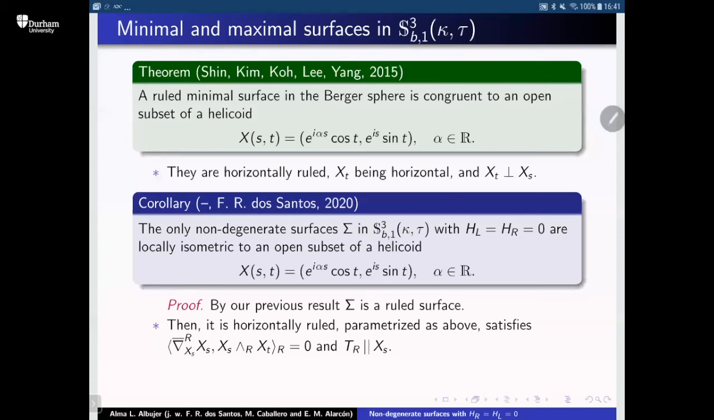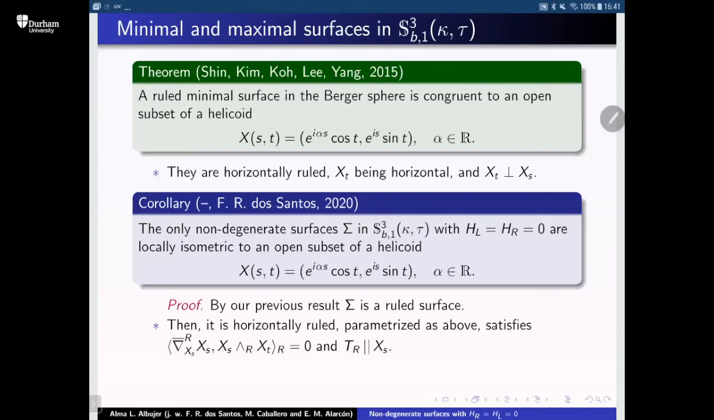Okay, so to see that they are maximal, as we know that they are minimal, we only have to check that the direction TR is an asymptotic direction. And so by the relation between the mean curvature functions and the fact that TR is an asymptotic direction, we will have immediately that those surfaces are maximal.